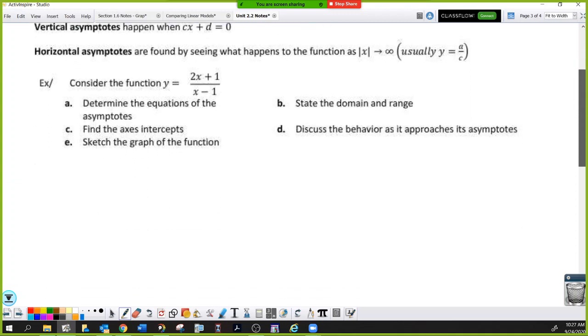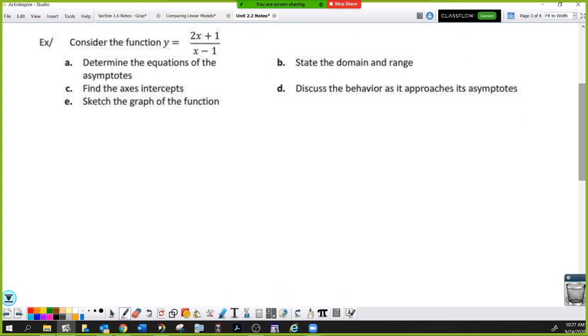So what we are going to do is all 5 of these parts, and I'm going to be using some symbols that might look new to you. First of all, it says determine the equations of the asymptotes. So part A. The easy one's the vertical asymptote. That one should jump right out at you. The VA, vertical asymptote. Someone want to give me the equation for that?